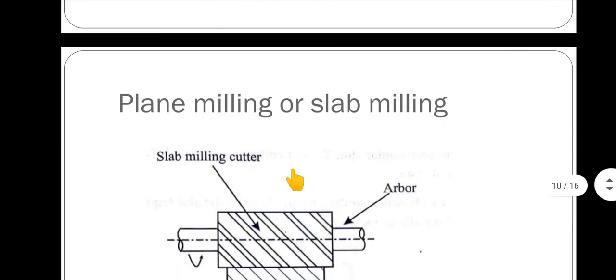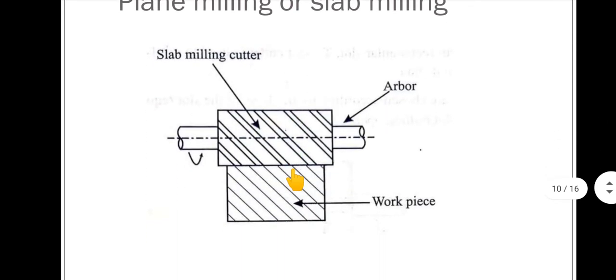First, see plain milling or slab milling. Here you can see the milling cutter, this is the arbor and this is the workpiece. This process is used to get a flat surface on the workpiece. If I want a flat surface on the workpiece, we can go for plain milling or slab milling. In this process, the cutter axis and the workpiece surface are parallel. This is performed on a horizontal milling machine.